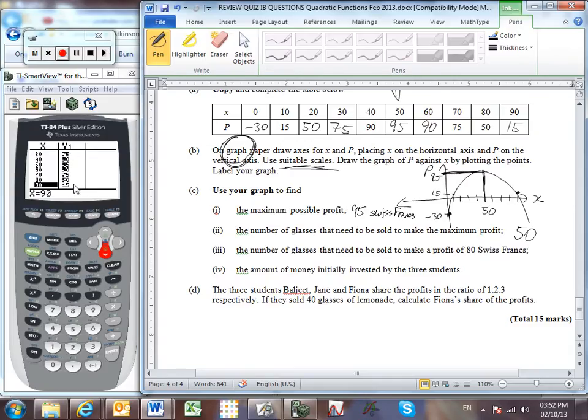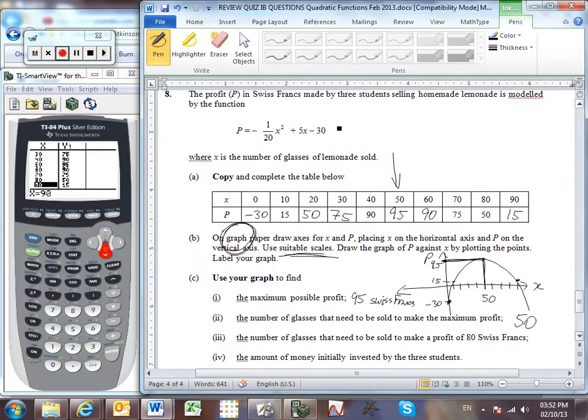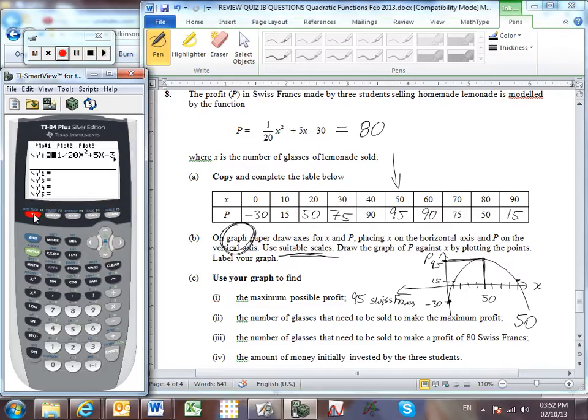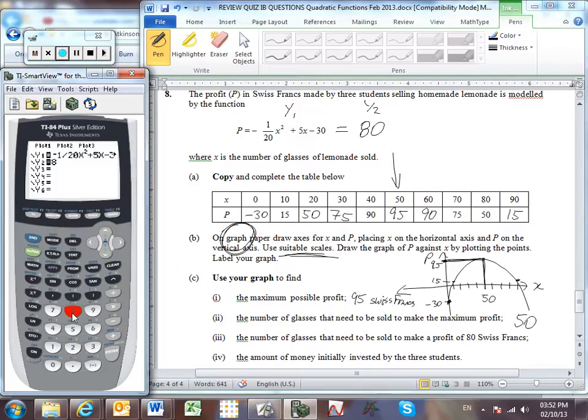So let's go back to our function. We're really trying to find out where this function is equal to 80. One way we could have done this, having entered it already into y equals, is to make y1 the left-hand side, and the right-hand side could be 80. And we could find out then where these two graphs intersect.